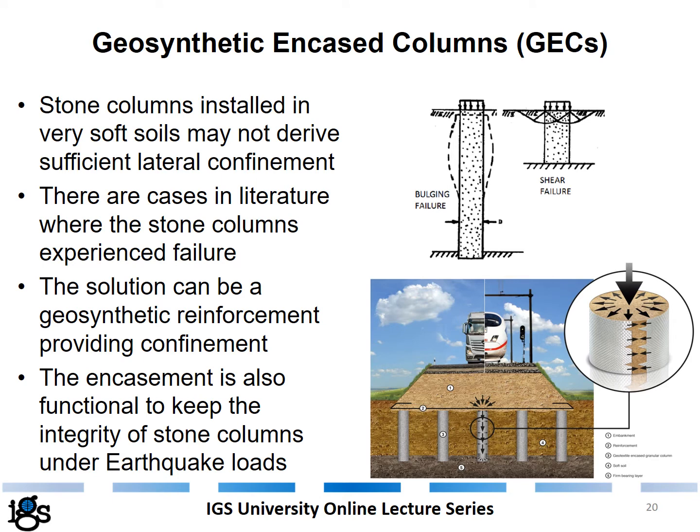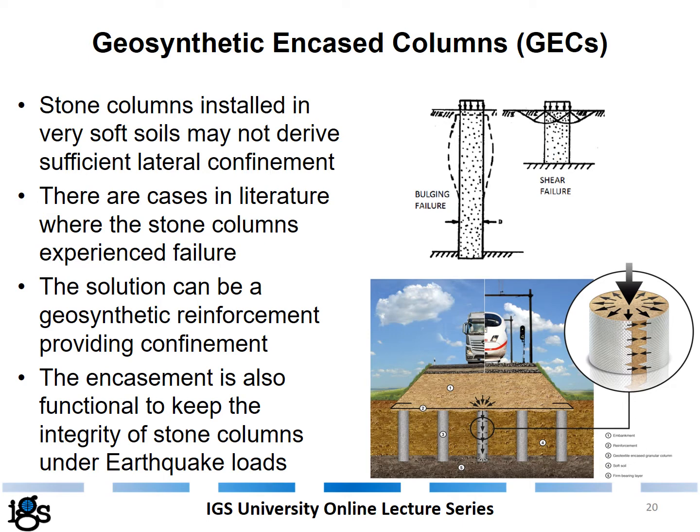Another application that I want to mention is the so-called geosynthetic encased columns, or GECs. Stone columns are common soil improvement schemes but have some limitations. If the surrounding soil is very weak, it cannot provide enough lateral confinement. So the stone column may fail either in the bulging mode or in the shear failure mode.